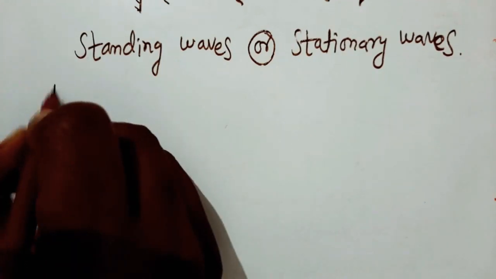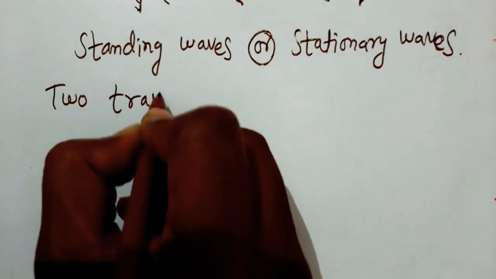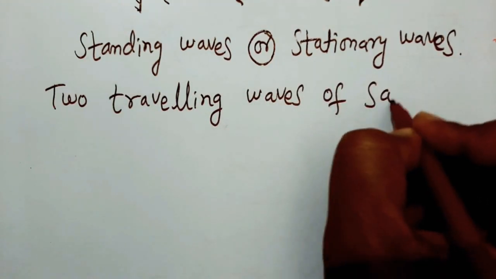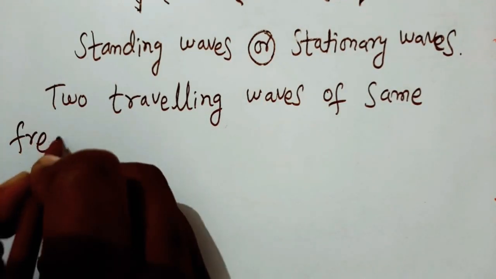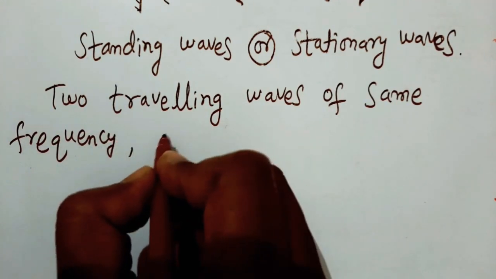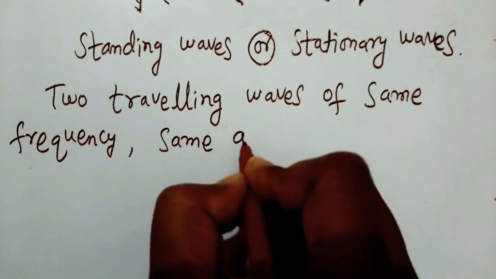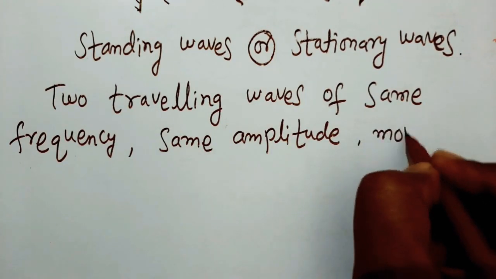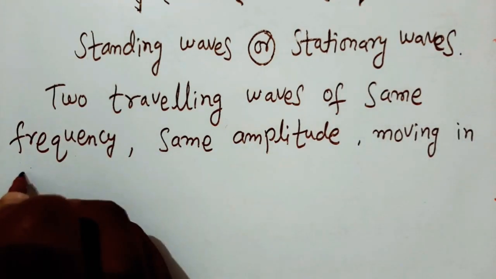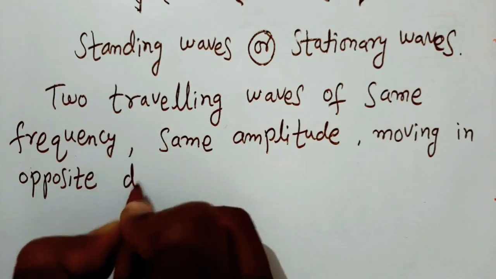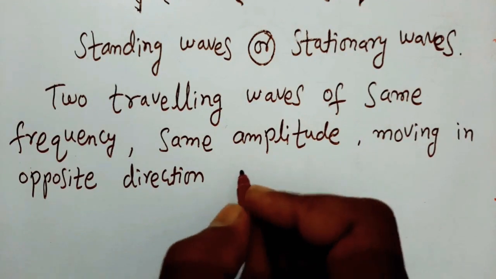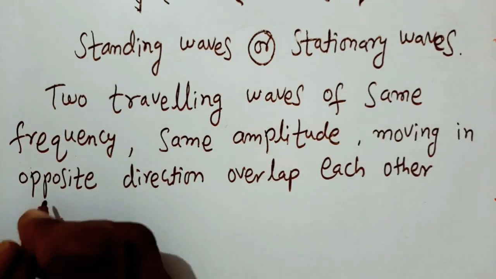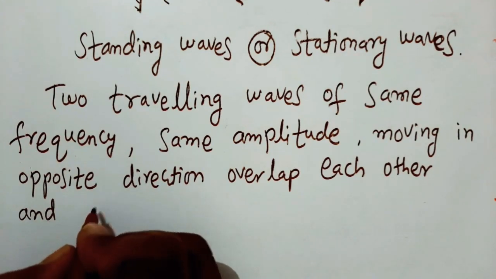Two traveling waves of the same frequency, same amplitude, moving in opposite direction, overlap each other and produce a stationary wave.